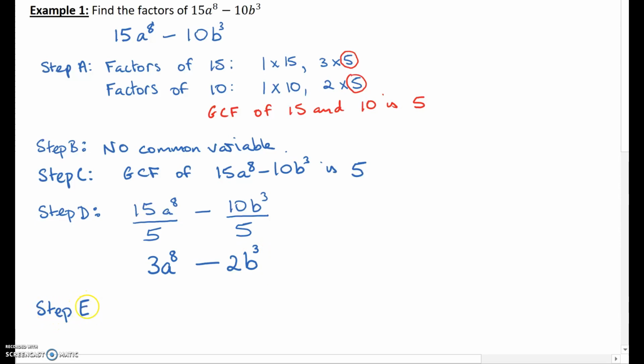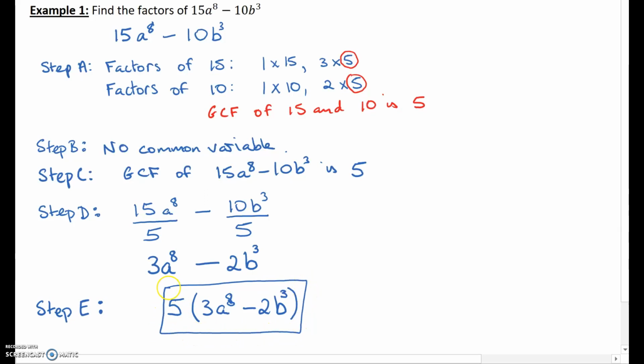Step E was to put your answer from step D into parentheses. So whatever you got in step D, put it in parentheses. And your answer from step C, in other words, the GCF of the whole expression, goes outside the parentheses, and it's here. And that's what we have.